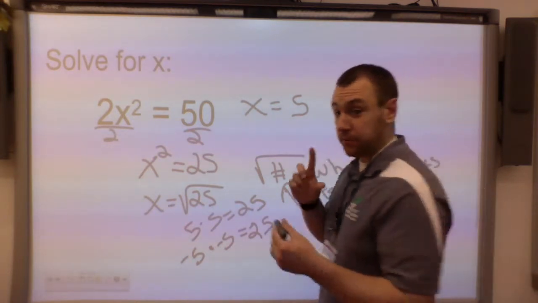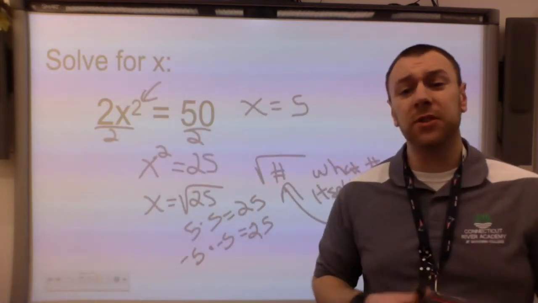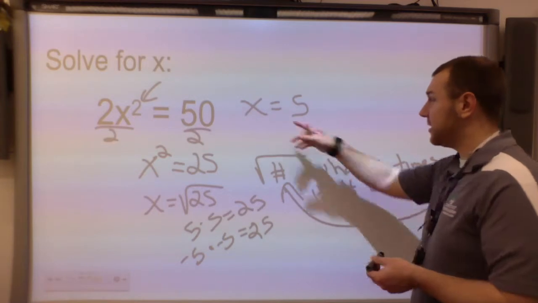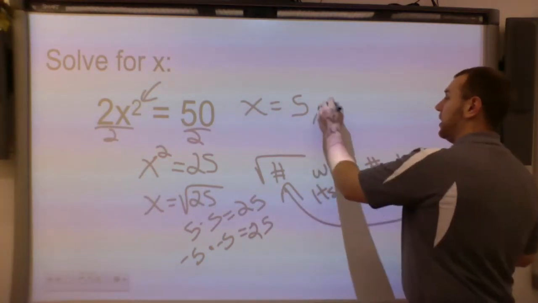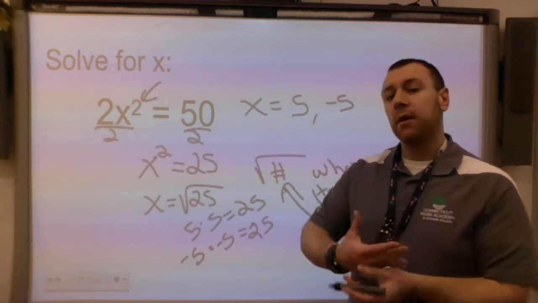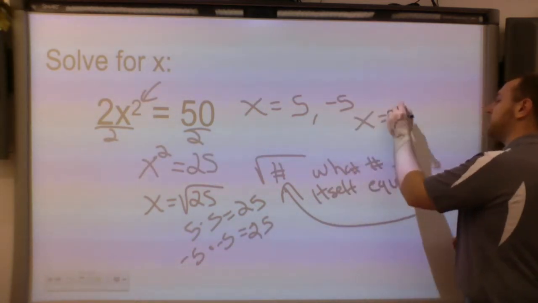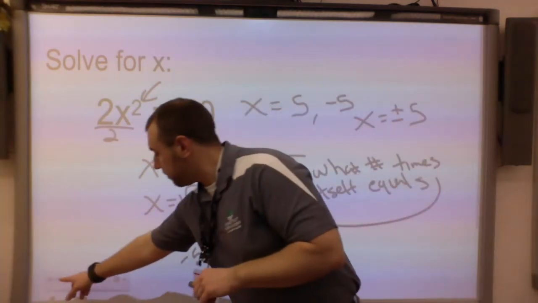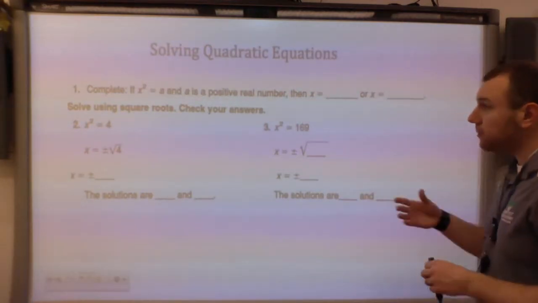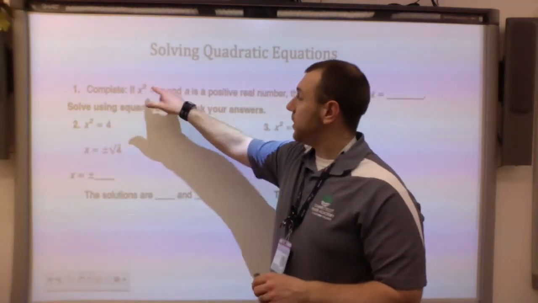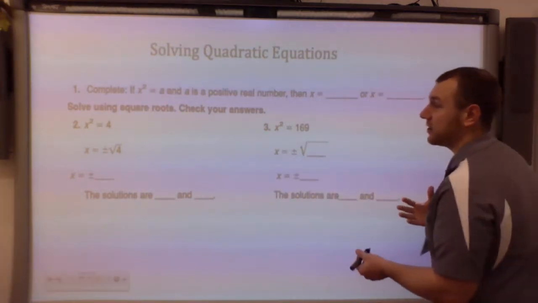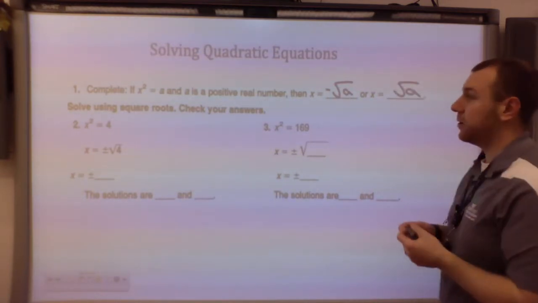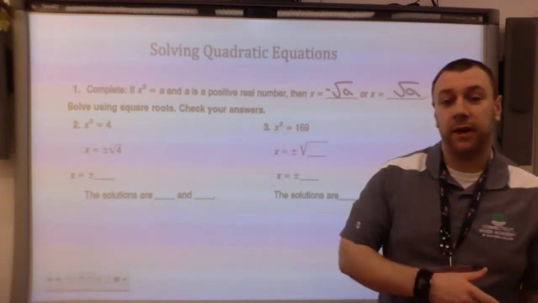You might have noticed, every time you see an x squared there, you're generally going to have two answers. So x doesn't only equal 5, it also could be negative 5. So we write it like that. Also, you might see x equals plus or minus 5, so a positive 5 or a negative 5. So if x squared equals a, then x could be the negative square root of a or just the square root of a. It means that there's a positive and a negative.